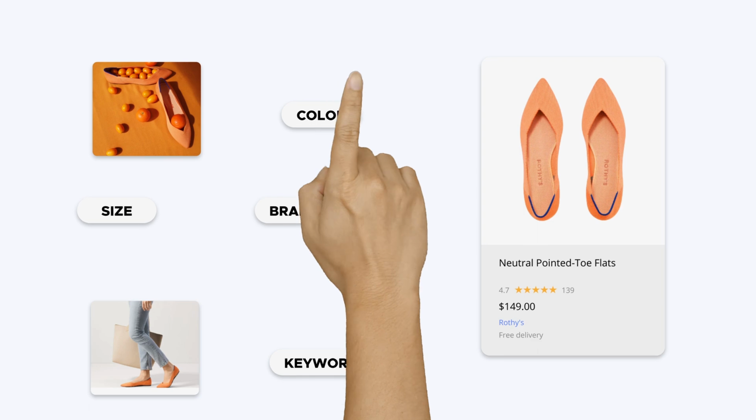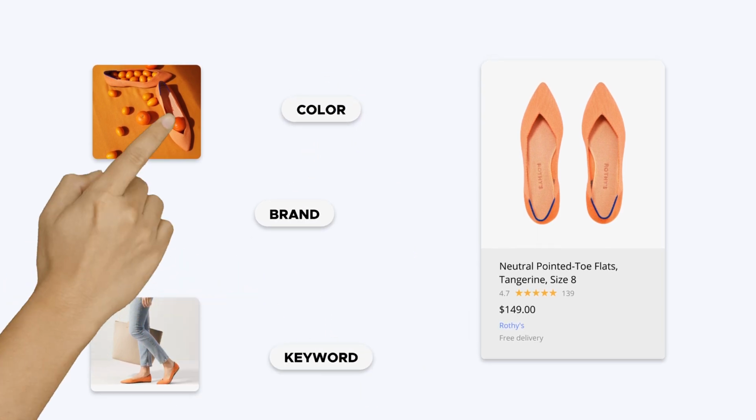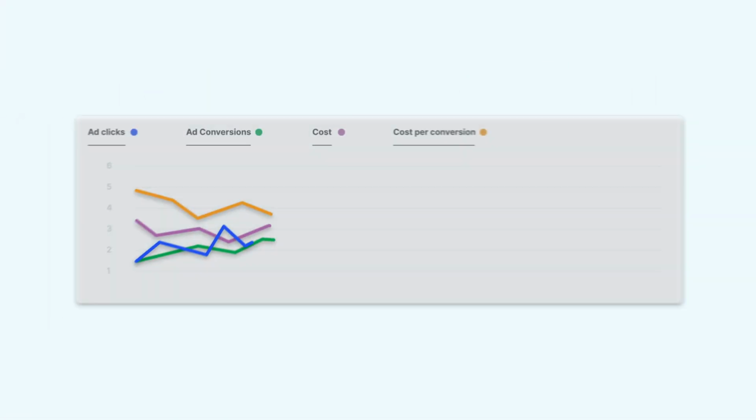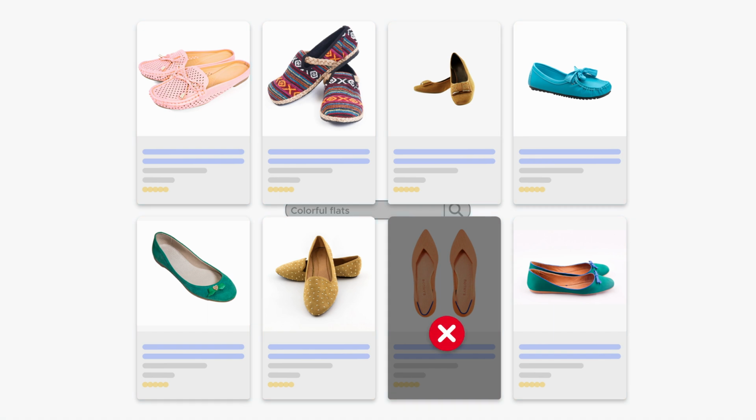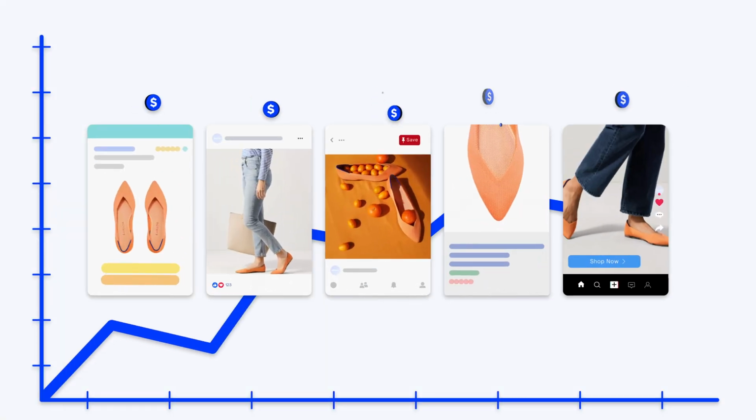With GoDataFeed, you have the power to control how products are presented on every channel, improving visibility, impression share, and click-through rate. Plus, no products get left off the shelf because of errors, instantly increasing sales potential.